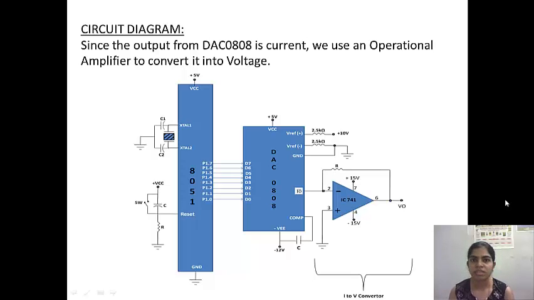I have already mentioned that the output of DAC 0808 is in the form of current, so we need it in the form of voltage. All we have to do is attach an operational amplifier at the output port. So here we have simply used IC741 with a feedback resistance of value R, such that we get an output in the form of voltage. Let us see a program by which we will understand how digital input is converted by DAC 0808 into an analog output.